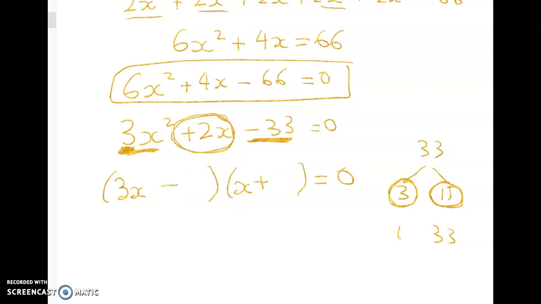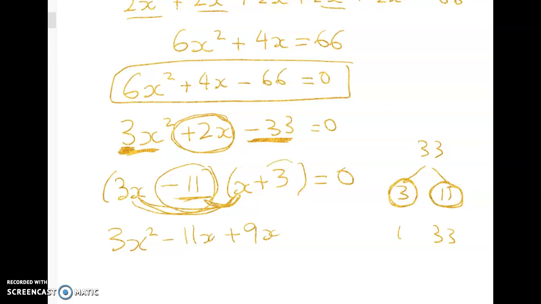Well, let's go back to trying the 3 and 11, but in a different order. If we have 3 here and minus 11 here, let's see if that works. So I've got 3x squared, then I've got minus 11x coming from here plus 9x. So it feels like I'm getting closer, but not quite. And lastly, I've got minus 33, but that's still not right, but it's getting close.